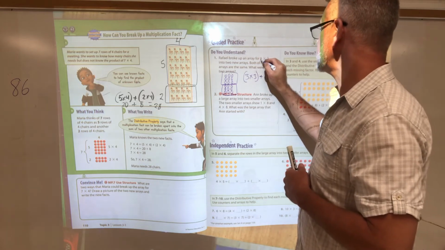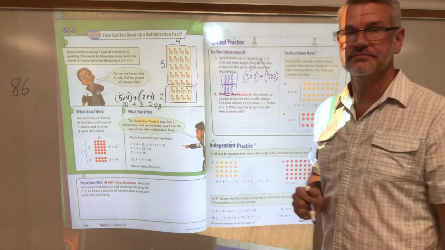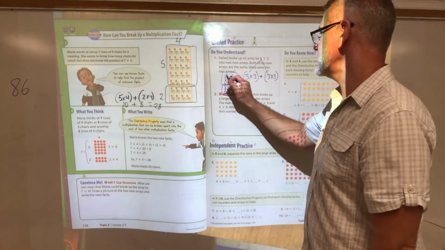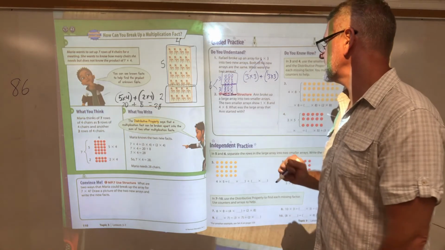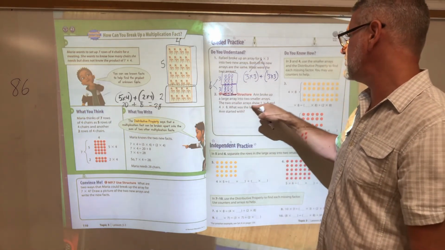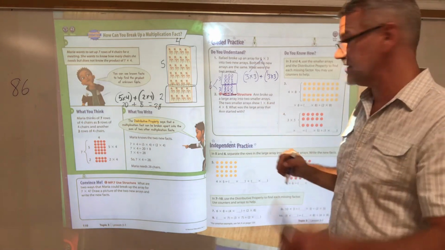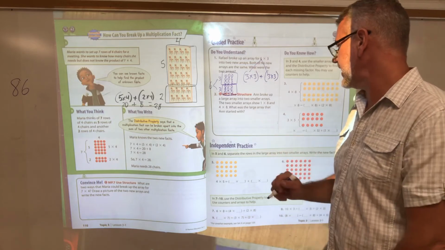He took this number 6 and broke it into a 3 and a 3, because 3 plus 3 is 6. And broke up a large array into 2 smaller arrays. The 2 smaller arrays show 1 group of 8 and 4 groups of 8. What was the larger array?